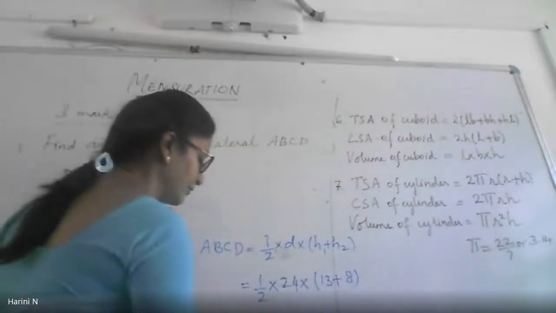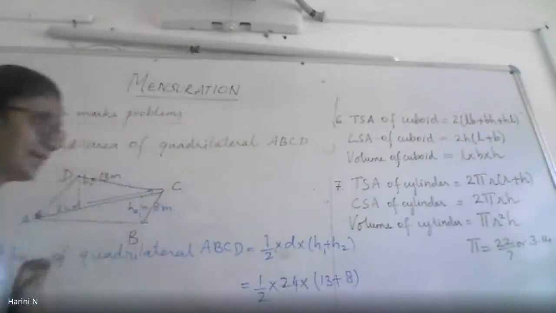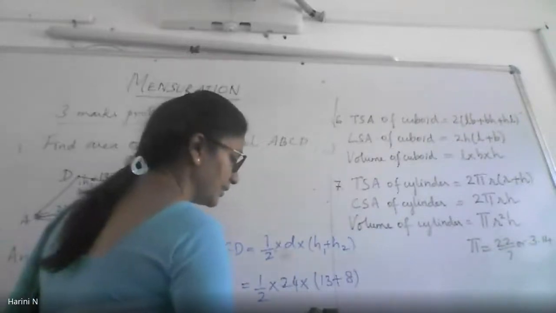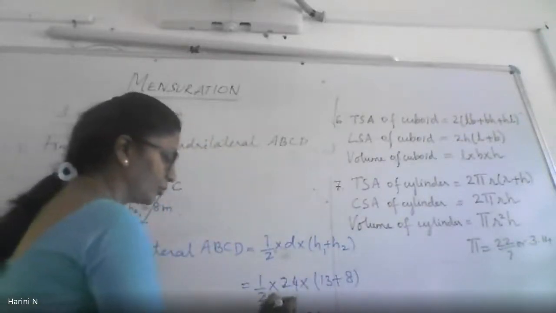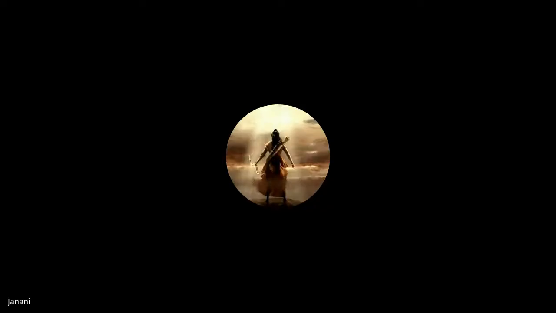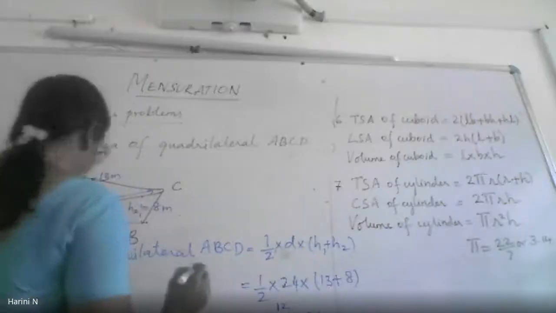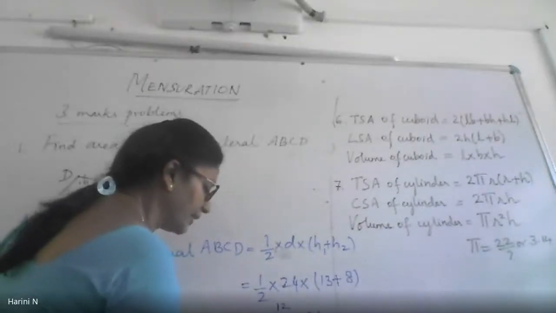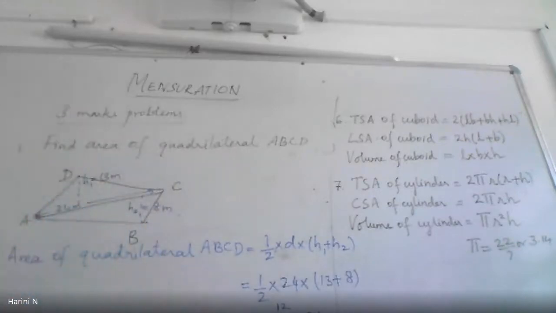So it will be half into 24. What is 13 plus 8? 21. So 2 and 24, 12 times 12 into 21. Multiply. 252. What is the unit? 252. Because you are finding the area, it will be meter square or square meters. So such kind of problems where you are going to find the area of plane figures will happen in the 3 marks. We will take up one more.